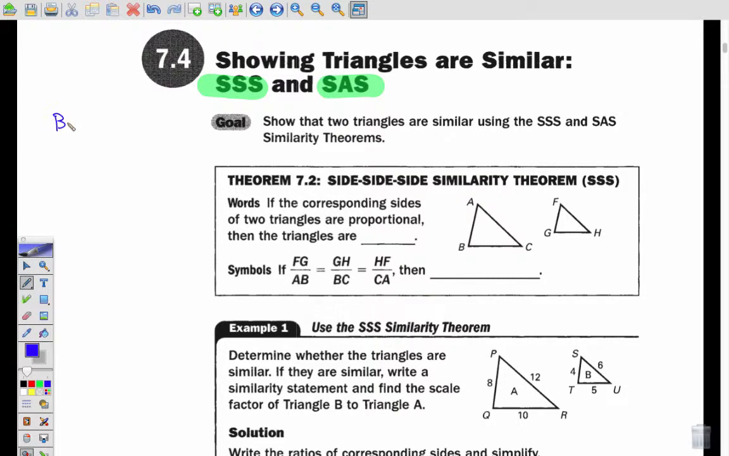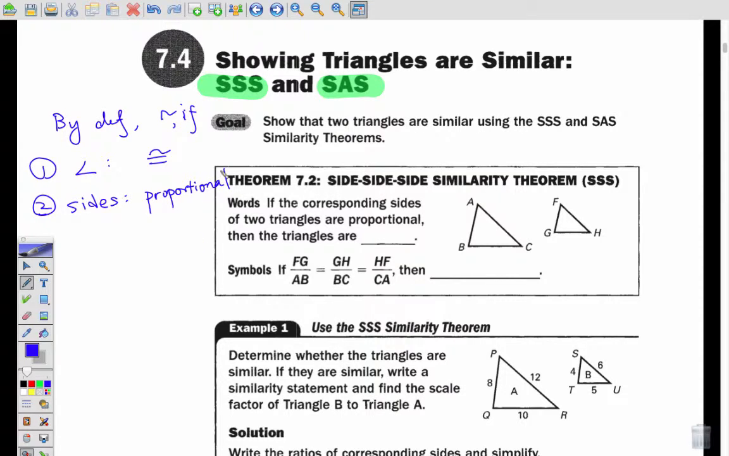Remember, by definition, two triangles are similar if there are two conditions. A, all the angles have to be congruent. And secondly, all the sides have to be proportional, right? So they have to be proportional.